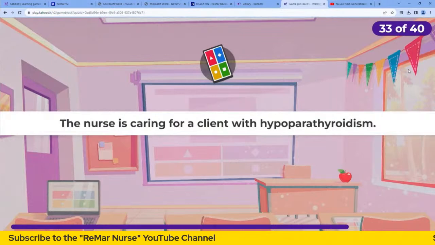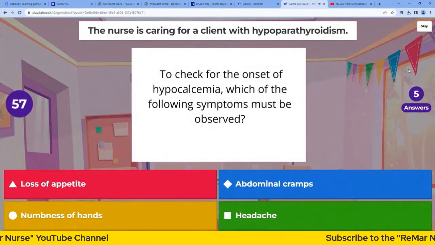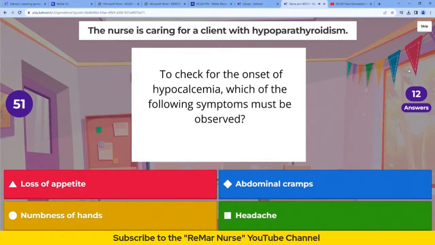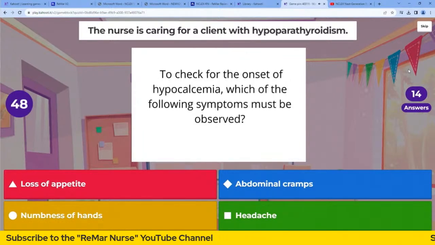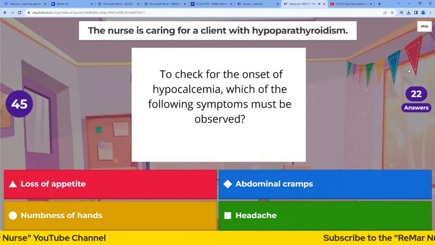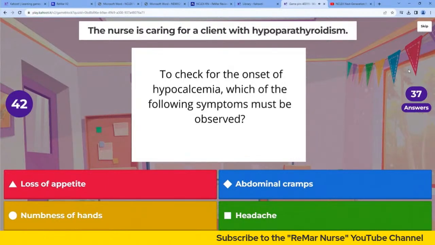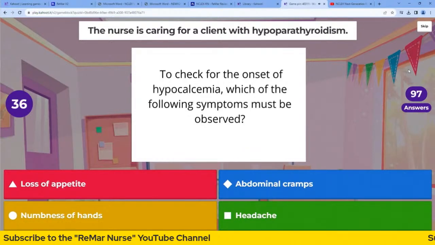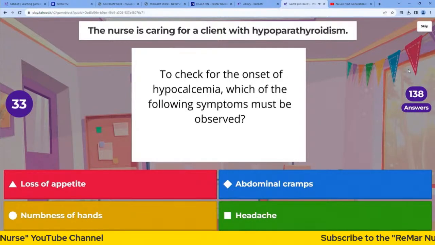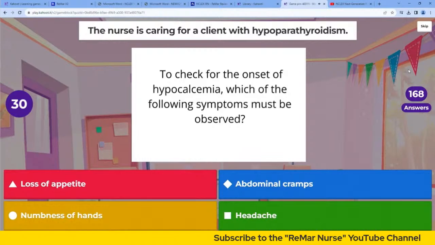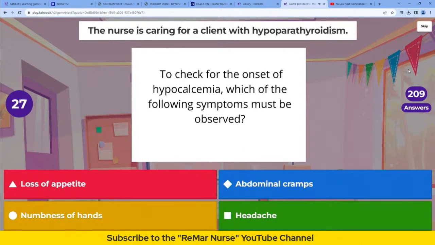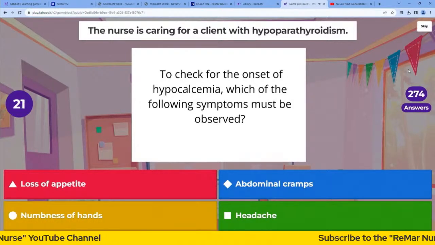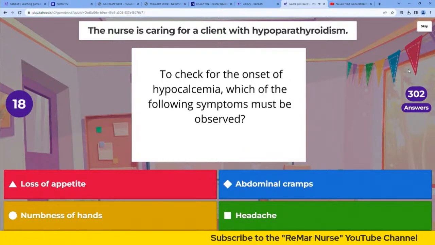The nurse is caring for a client with hypoparathyroidism. To check for the onset of hypocalcemia, which of the following symptoms must be observed? So what's the connection here? Is it red, loss of appetite, yellow, numbness of hands, blue, abdominal cramps, or green, headache. What saith you guys here? When we are talking about hypoparathyroidism and we're also talking about hypocalcemia, what are the signs we're going to be looking for?